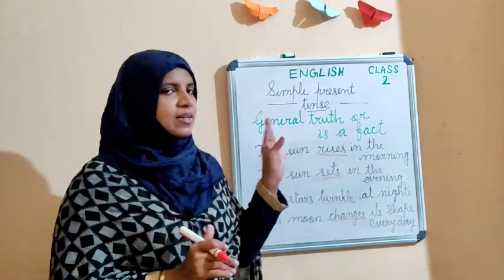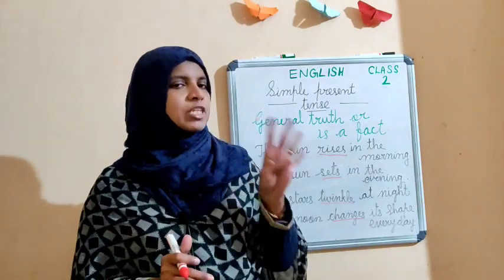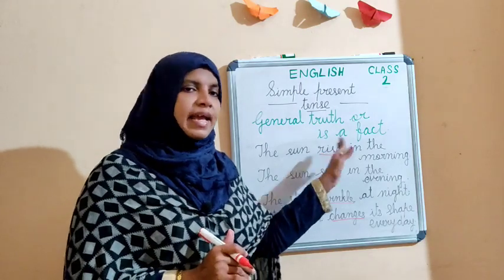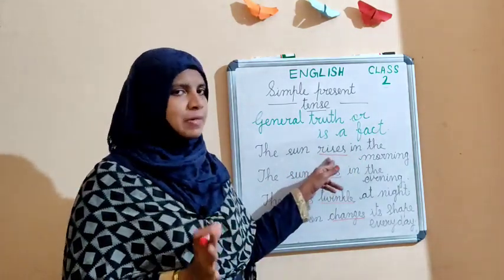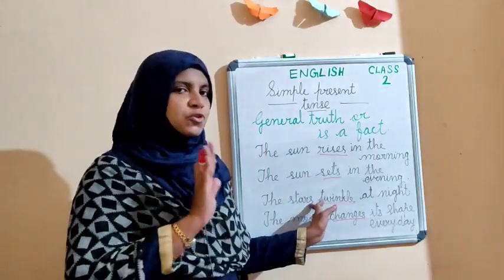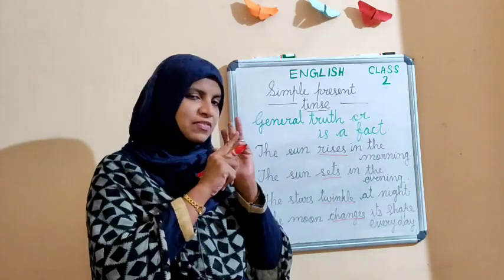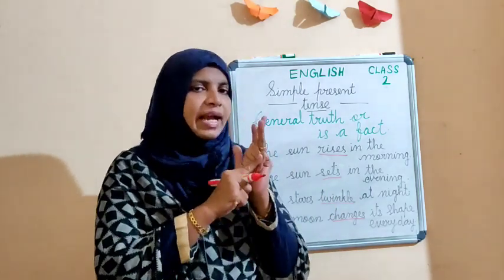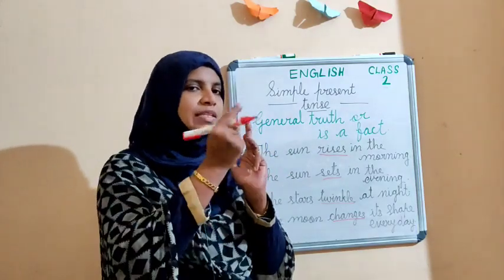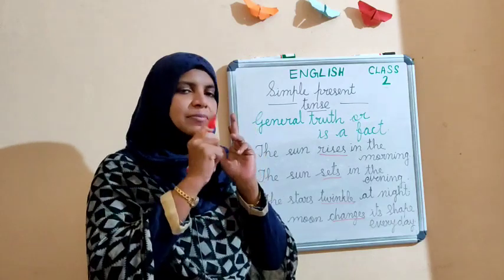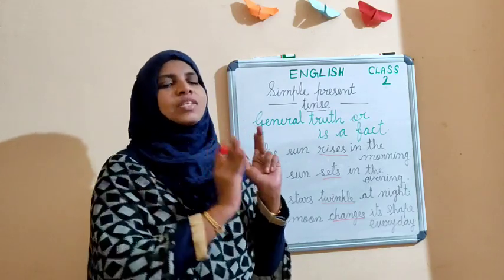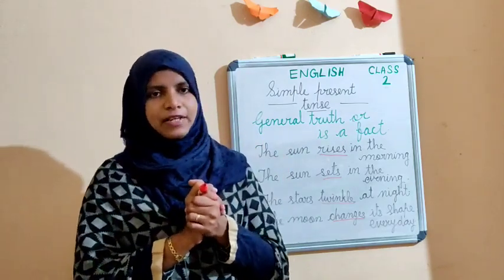Okay, and an important thing to listen to is that when the subject is singular, we add S with the verb in simple present tense. When the subject is plural, we should not add S. If the subject is singular, we add S or ES with the verb, or with the action word. If the subject is plural, we should not add S or ES with the verb. Listen to that very carefully.